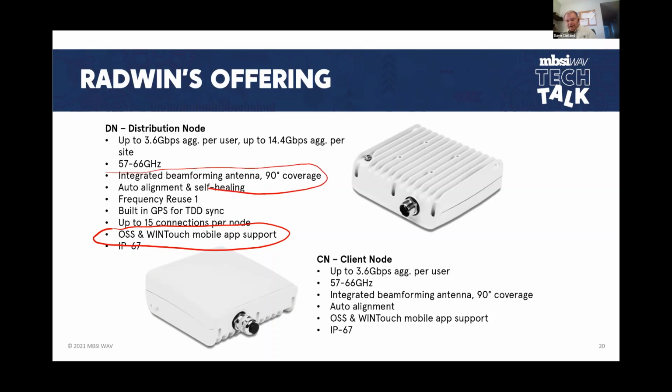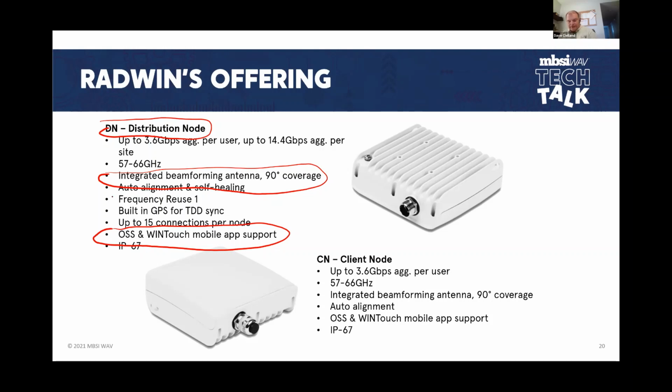So Radwin have opted for a single sector in the antenna, and so you put up as many access points or distribution nodes, I call them distribution nodes, at the hub site that you need to provide the coverage and the performance that you want.